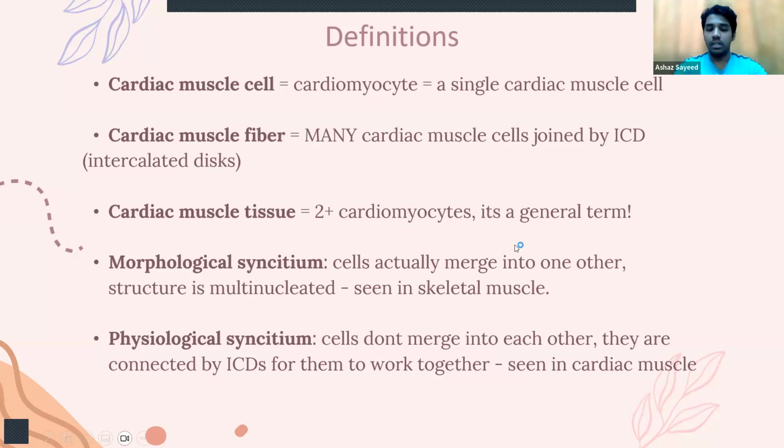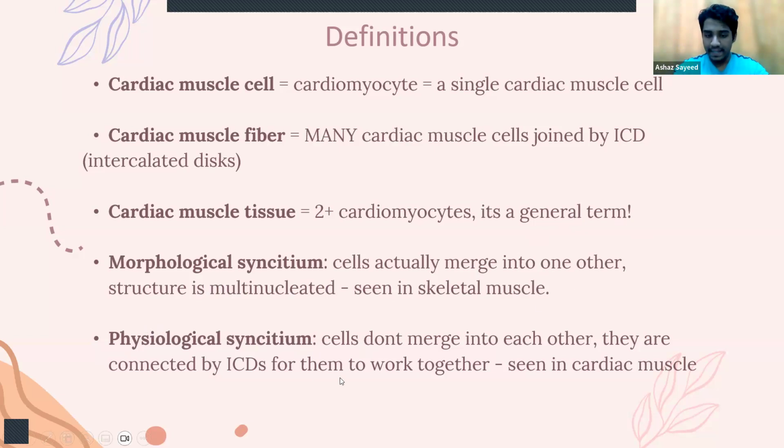Morphological. Here the cells actually merge into each other. They're going to share the nuclei, and it's going to appear like one cell. So many smaller cells merge into each other, and they form this one giant cell with many nuclei. Something like this is seen in the skeletal muscles.